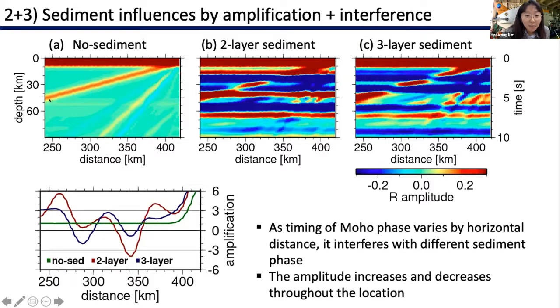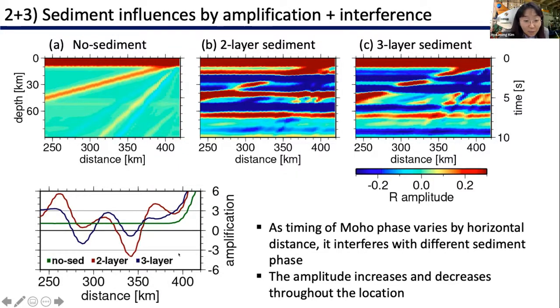This deep dipping Moho phase that we just assumed in a very simple structure is overlapped with the horizontal lines, which originate from the sediment reverberation. The dipping phase that I am pointing to with the mouse cursor gets stronger or weaker. Actually, it disappears in some locations, while it has a different sort of pattern for the three-layer sediment case.